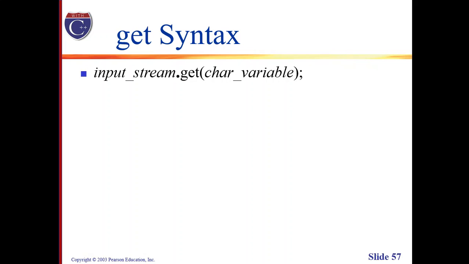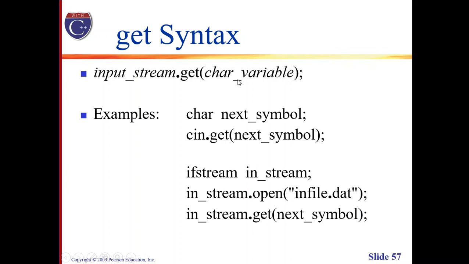And we have the following basic syntax for the get function. First, we need to have a stream object, then we call the get function with the dot operator, and finally we need to provide the argument, which in this case is a character variable. We have the following examples. For example, we declared a character variable named next symbol, then we use the get function to provide an input for this variable.